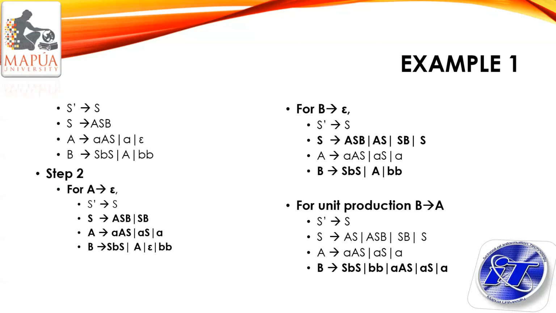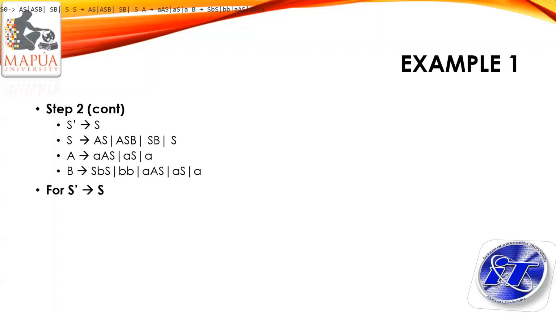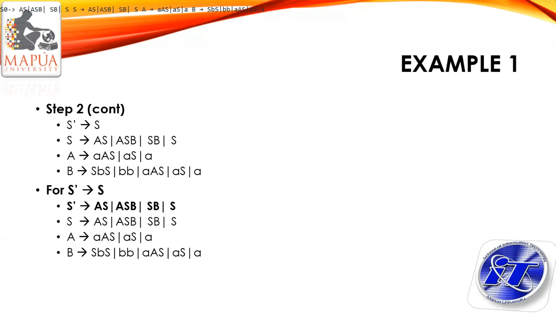Aside from B yields to A, we also have S prime yields to S, our first production rule. So just substitute S by the second rule. So now we have this result. Then copy everything. Okay, and aside from S prime yields to S, we also have S yields to S. Based on our previous example, just remove the redundant S.